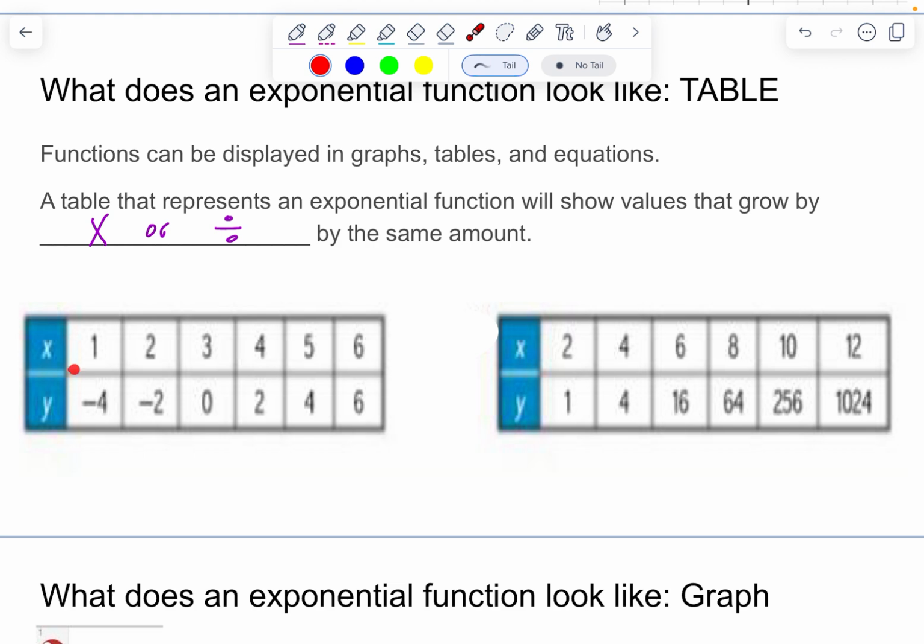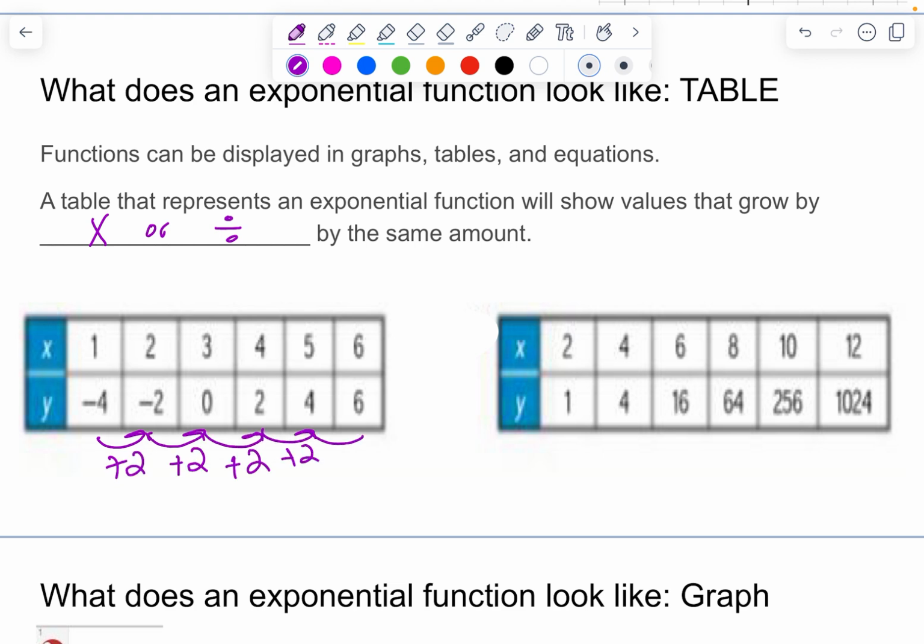So looking at this one, my x's are going up by the same amount, so let me check my y's and see how they're changing. Our decision is going to be based on how the y's are changing. We're not really worried about the x as long as they're consistently counting. But if I look at the y's, I go from -4 to -2 to 0 to 2 to 4 to 6. That's a +2 pattern. -4 plus 2 is -2. Plus 2 would make 0, plus 2 again would make 2, plus 2 again makes 4, plus 2 again makes 6. Since there's an addition pattern in this table, this is a linear table.